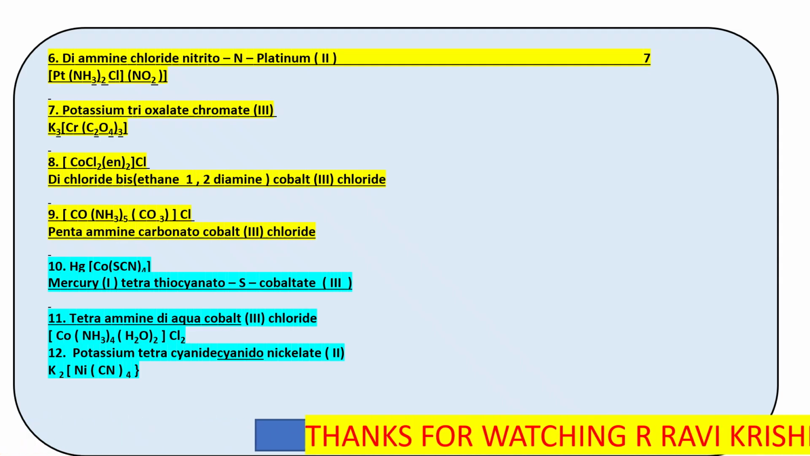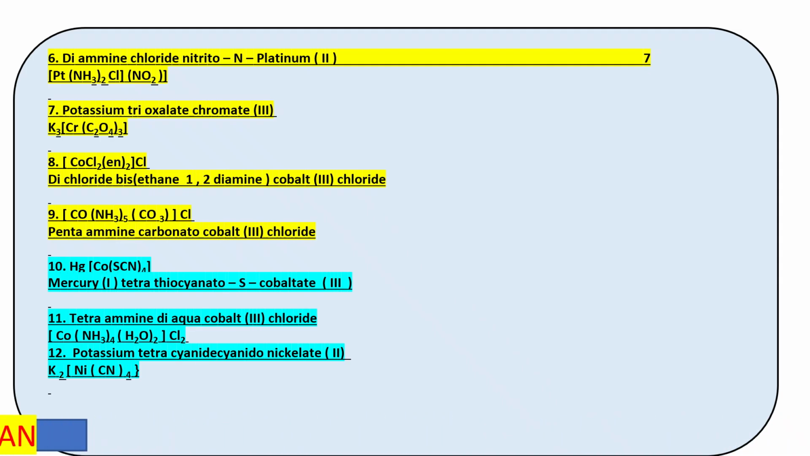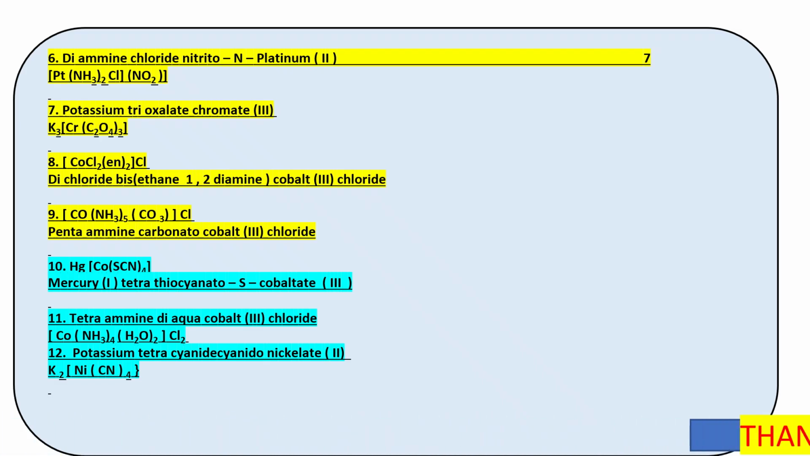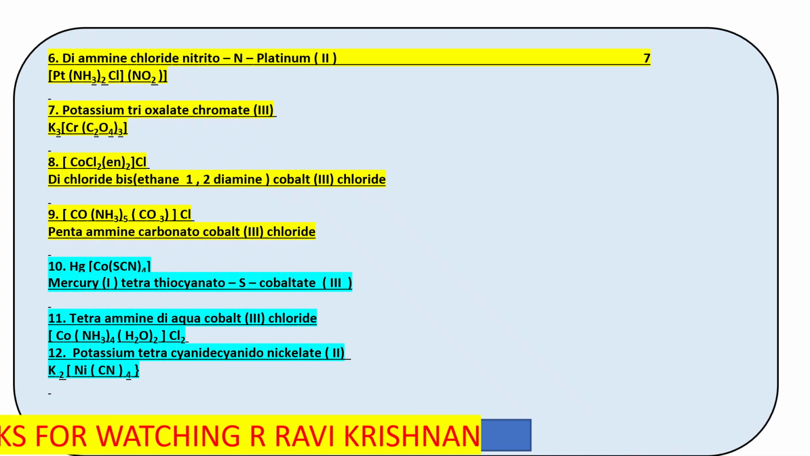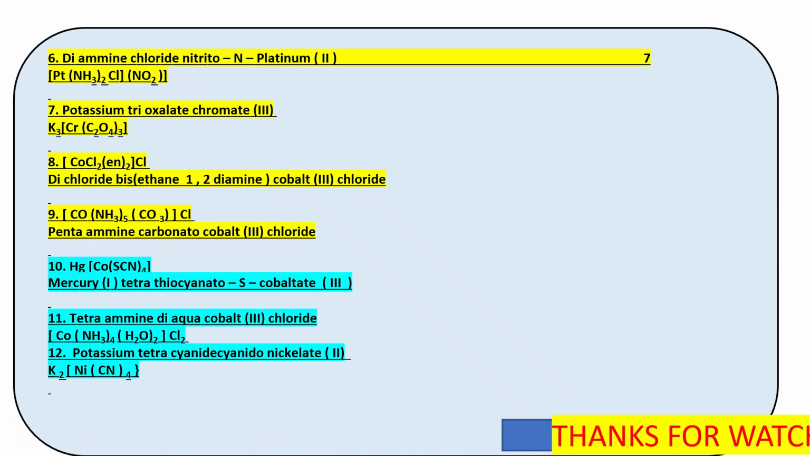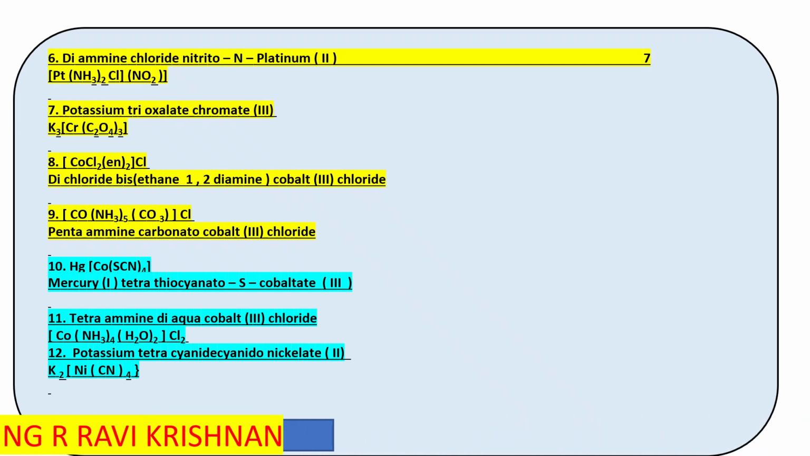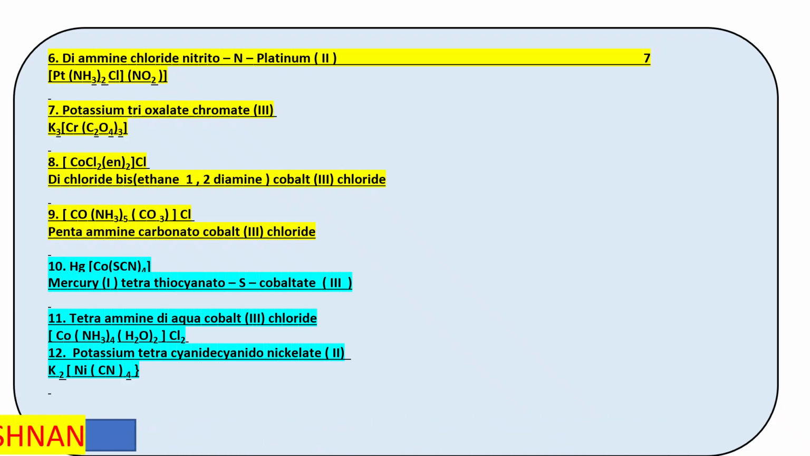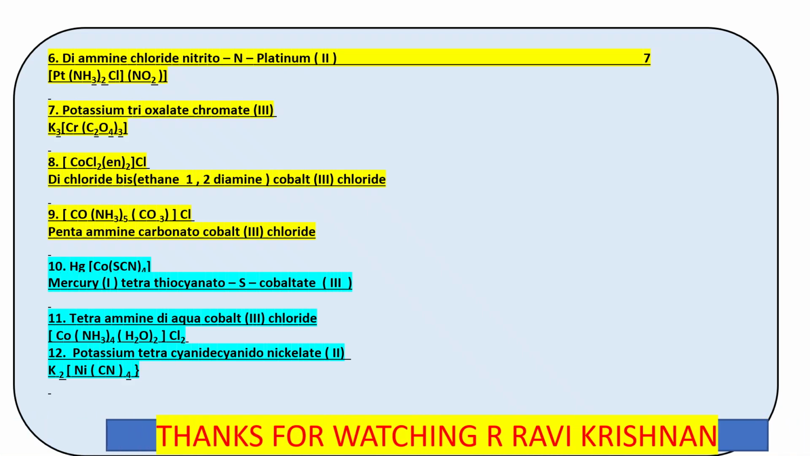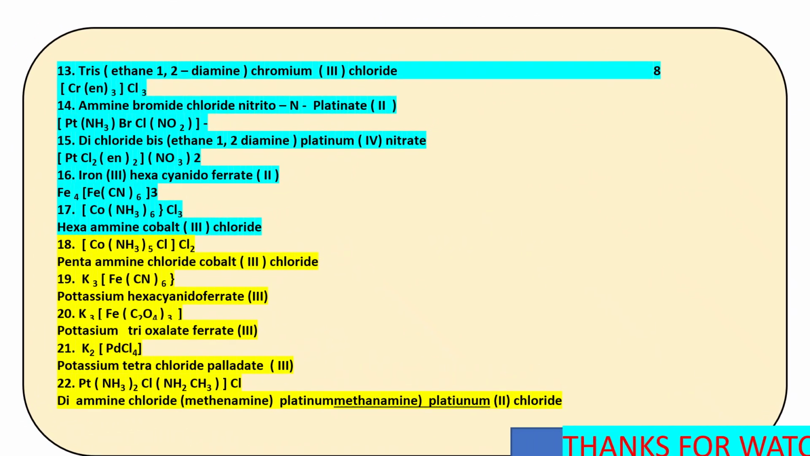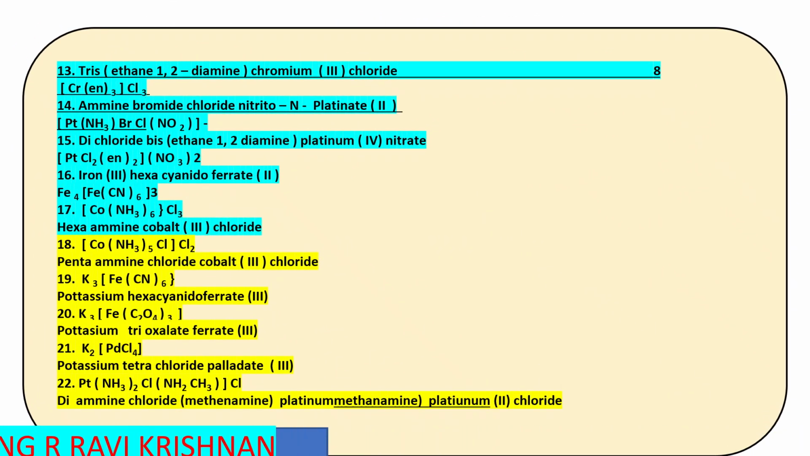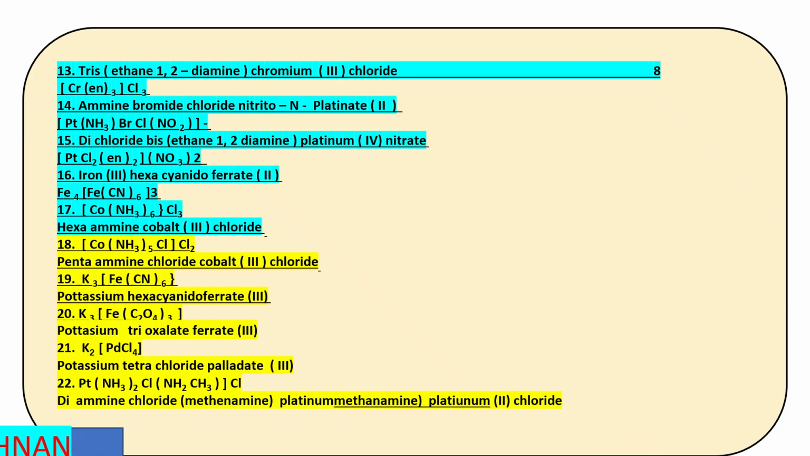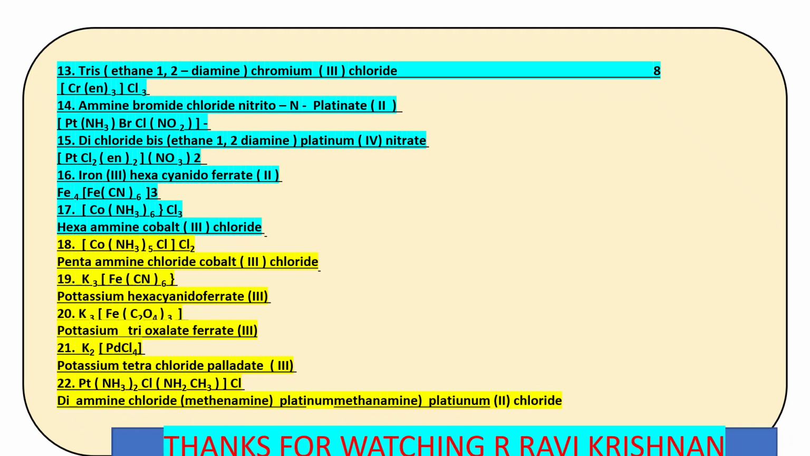Potassium trioxalatochromate(III). Dichloridobis(ethane-1,2-diamine)cobalt(III) chloride. Pentaamminecarbonatocobalt(III) chloride. Mercury(I) tetrathiocyanato-S-cobaltate. Tetraamminediaquacobalt(III) chloride. Potassium tetracyanonickelate(II). Tris(ethane-1,2-diamine)chromium(III) chloride. Amminebromidochloridonitrito-N-platinum(II). Dichloridobis(ethane-1,2-diamine)platinum(IV) nitrate.